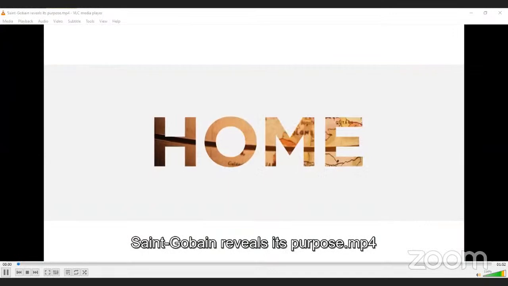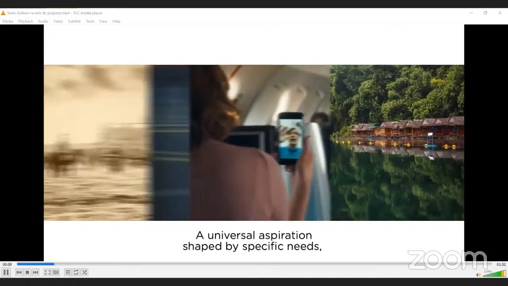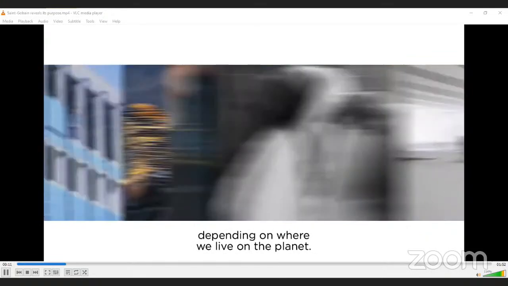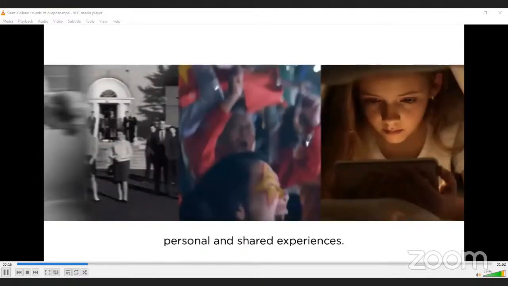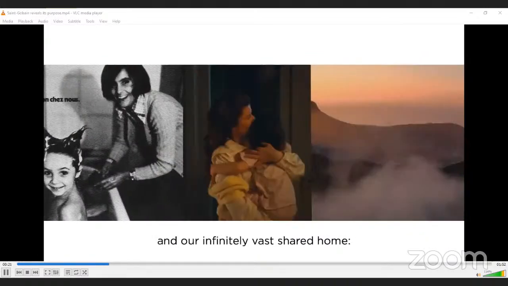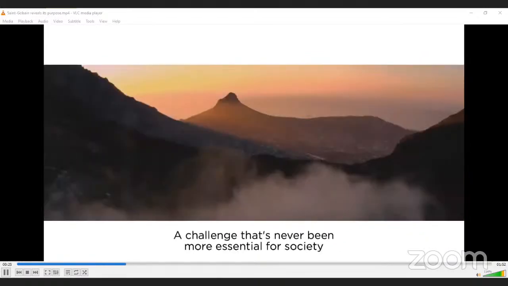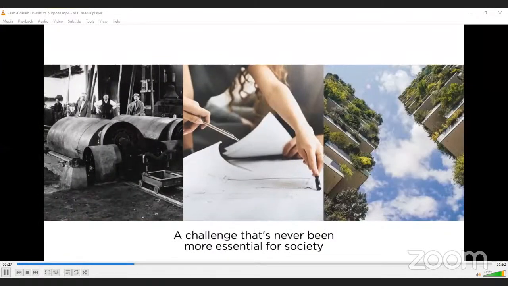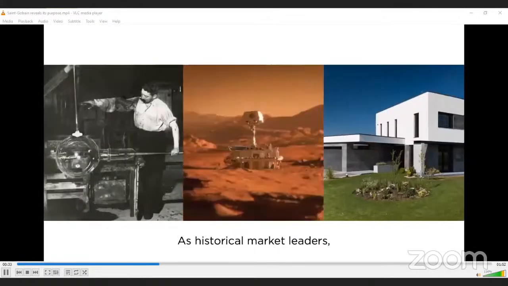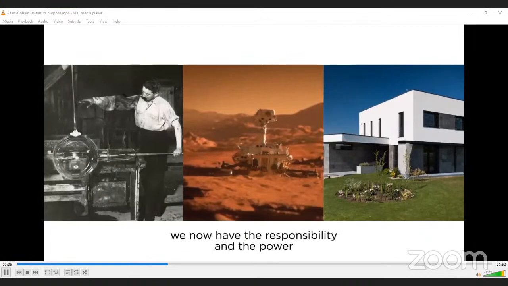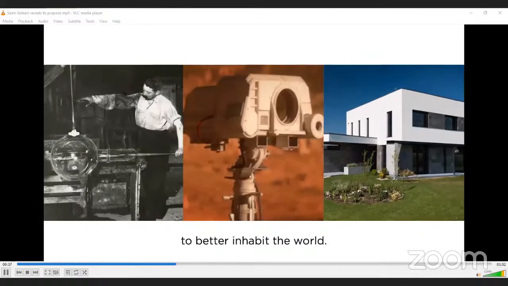Home. A fundamental need since the dawn of humankind. A universal aspiration shaped by specific needs, depending on where we live on the planet. A harmonious interplay of material and emotional components, personal and shared experiences. Infinitely small individual homes and our infinitely vast shared home, the planet. A challenge that's never been more essential for society, to reconcile performance and comfort while preserving resources. As historical market leaders, we now have the responsibility and the power to better inhabit the world, making.